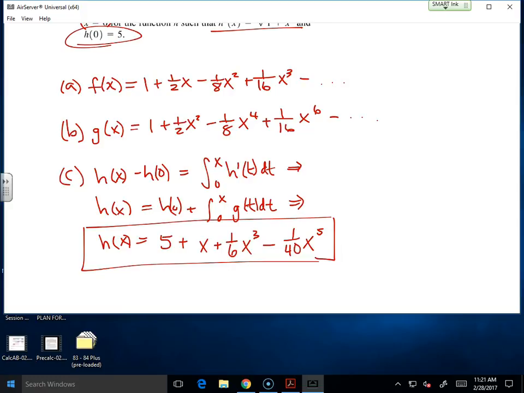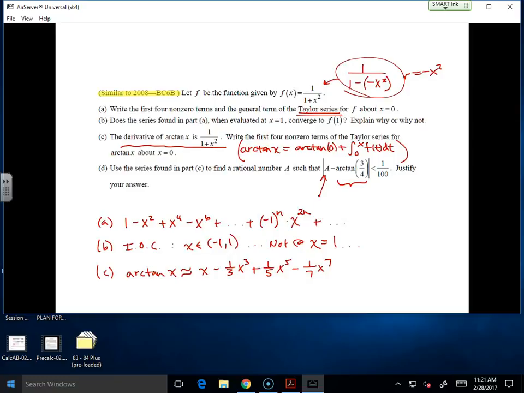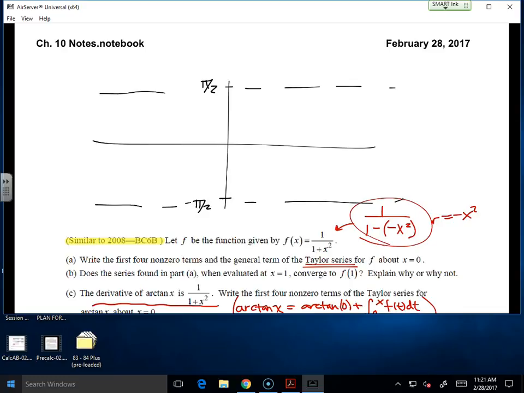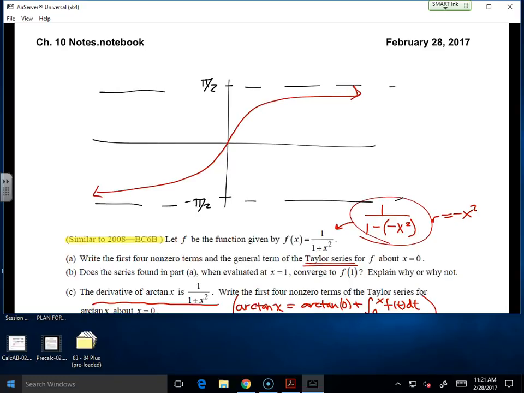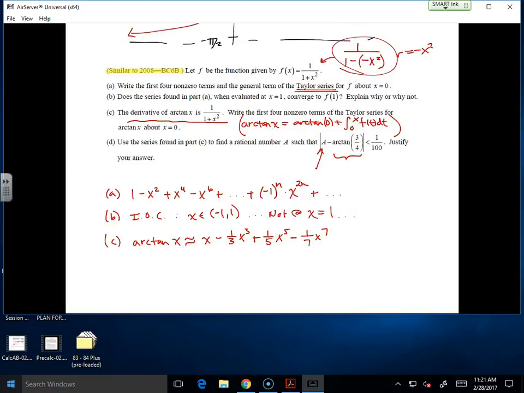Does that make sense? Wait, isn't arctan of 0 always 0? Because remember arctan's graph? Could it be 5? No? Oh, because it's restricted? Never mind. Just do the integral, it's net change, but the integral from 0 to x is basically the fundamental theorem of calculus applied. The integral of the series, right? Like the integral from 0 to x of f of t is the integral of the series, right? Yes. Because f of t we figured out as a series.